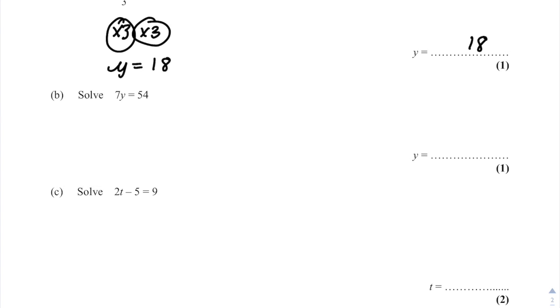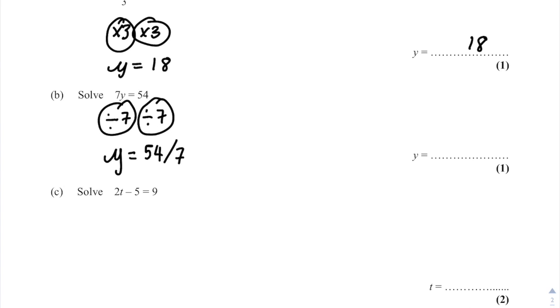So what we need to do is divide both sides by 7. So 7y divided by 7 is y. And 54 divided by 7 doesn't give you a whole number. So in your exam, you can just leave it as 54 divided by 7. Or if you're allowed a calculator, you can find the actual value. But for now, we'll just leave it as 54 divided by 7.